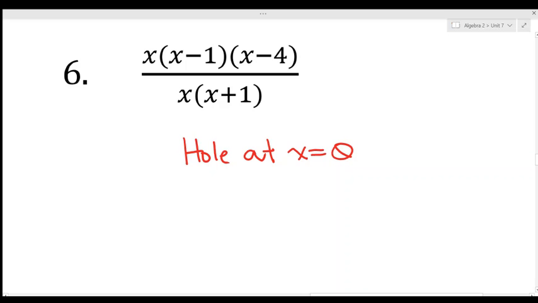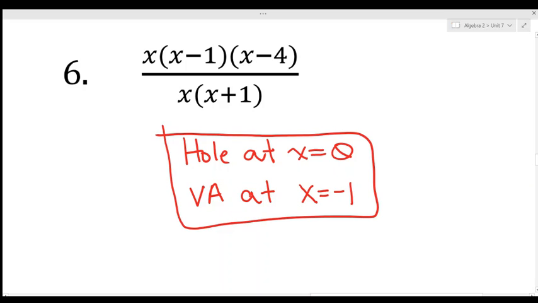We have no other holes happening, but we do have a VA. We have this x plus 1 at the bottom. There's not another x plus 1 on the top, so that's why it's a VA. And when we set x plus 1 equal to 0, we get a VA at x equals negative 1. All right, there we go.